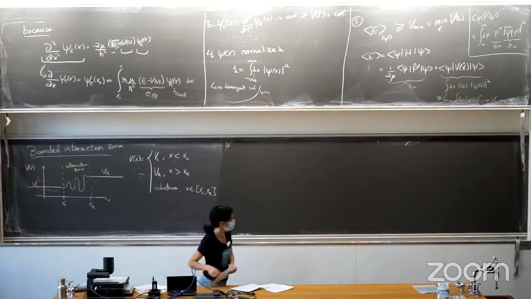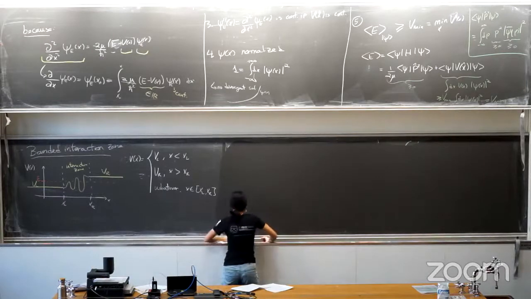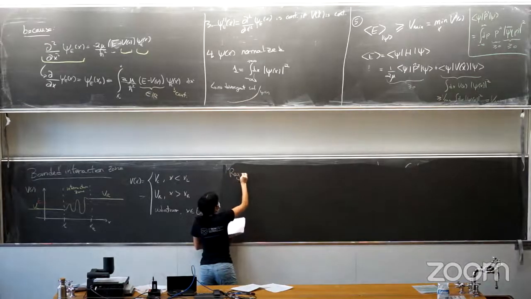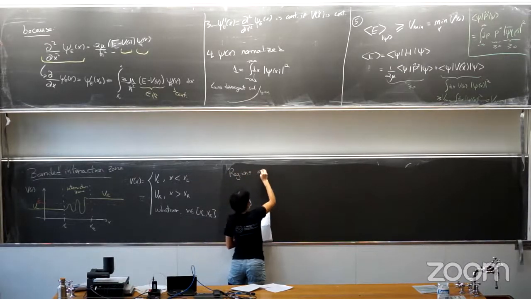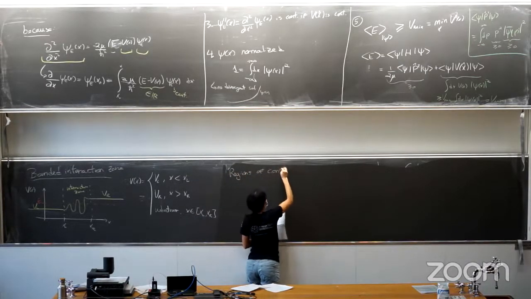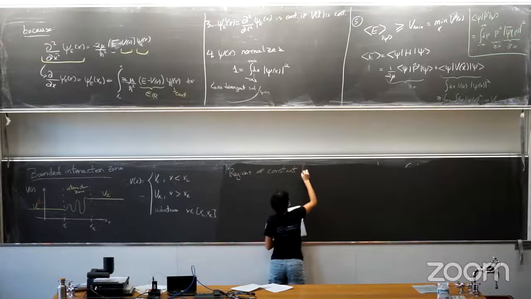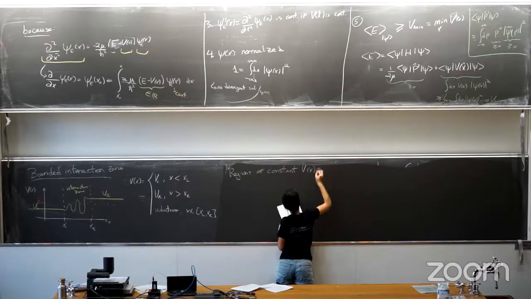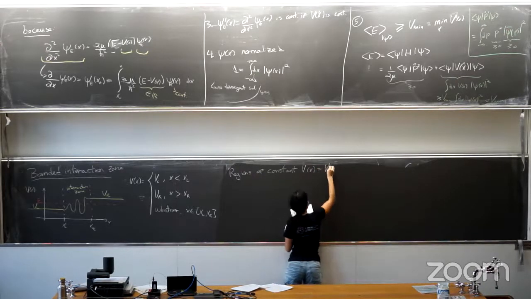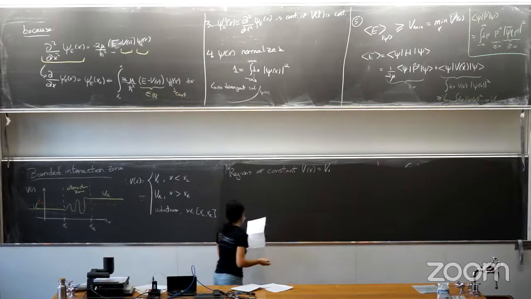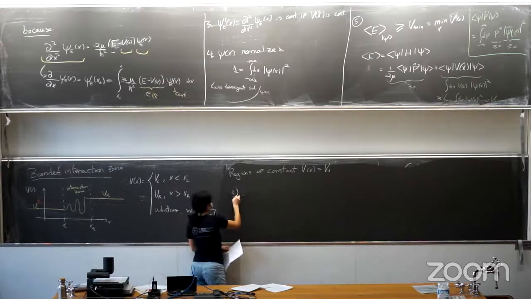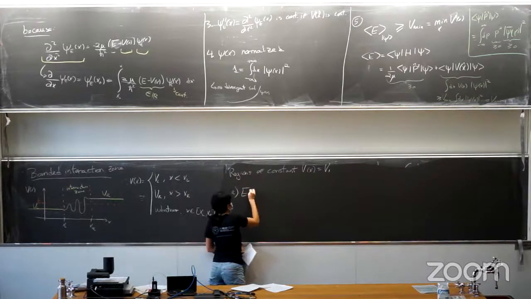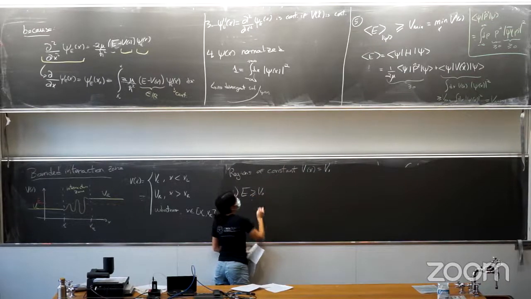In regions of constant V(x), I just call it V0. We have two cases. Case A, two different letters, is that E is larger than V0. So then our Schrodinger equation is what?